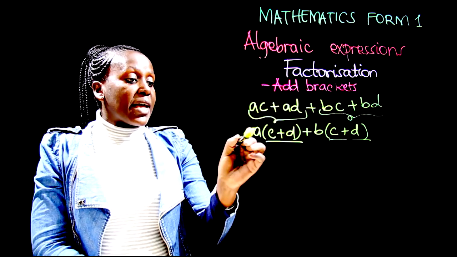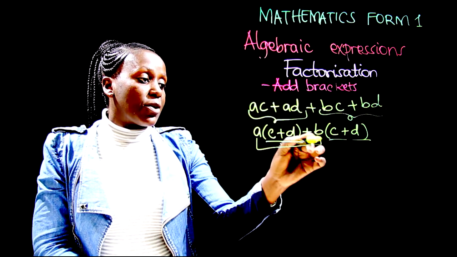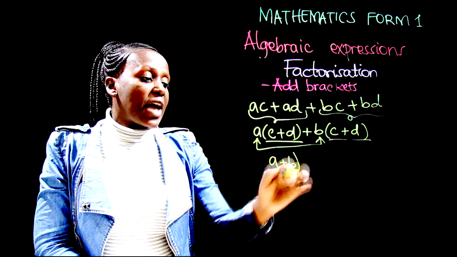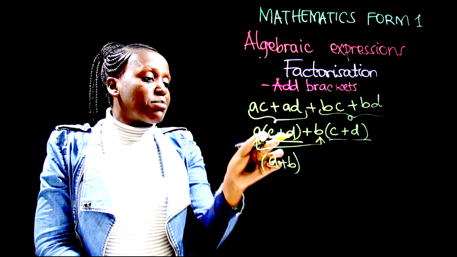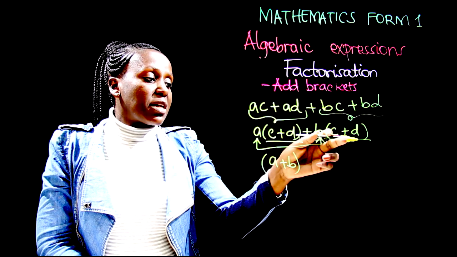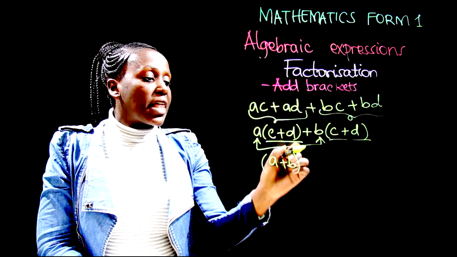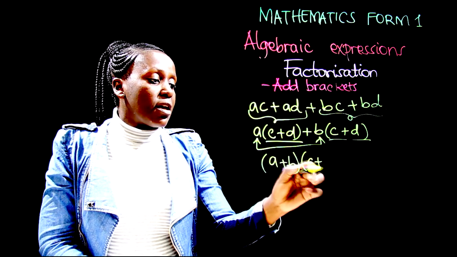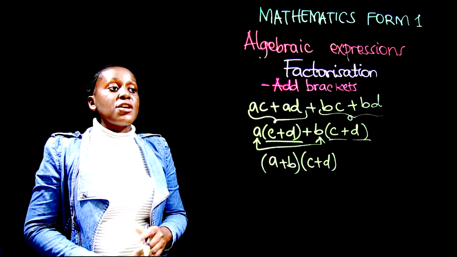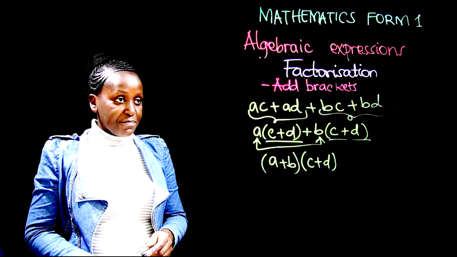So we can combine the multipliers, okay, so that we have A plus B, and then A is being multiplied by C plus D, plus B is being multiplied by C plus D. So we can multiply this by C plus D. And that is how you will have factorized your expression fully.